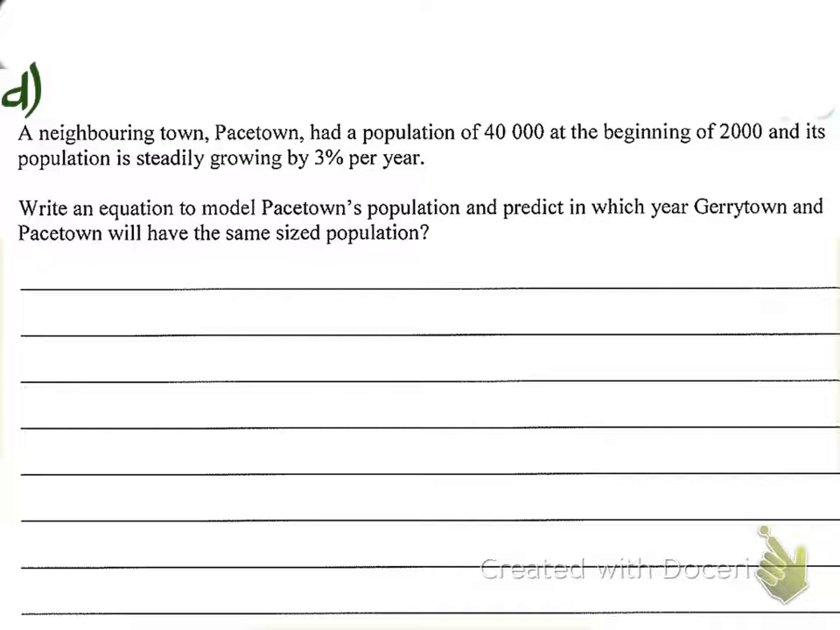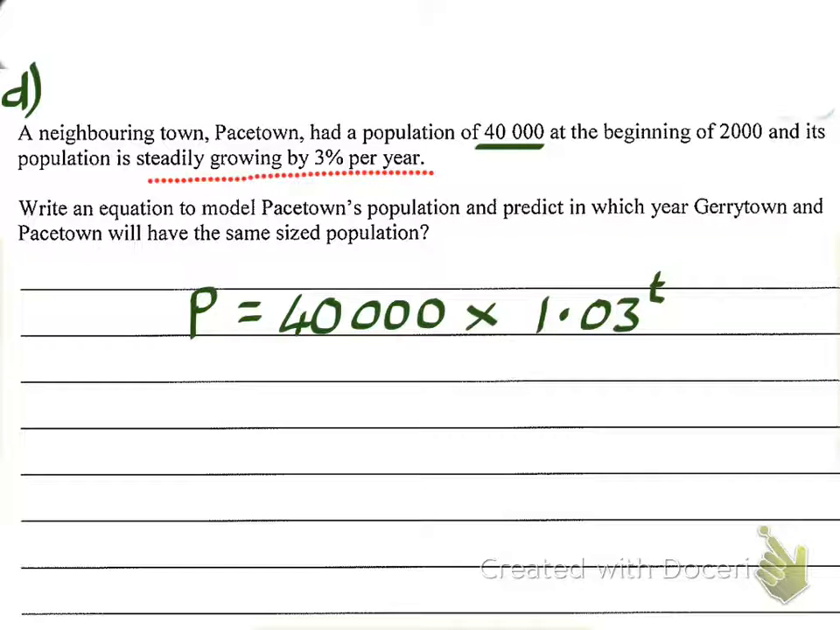For this one, the town is actually increasing by 3% per year, so we want a population equation. Well, it starts at 40,000, so we put that down first and times it by 1.03 to the power of t. Now the 1.03 is your 3% increase and your whole value. That's important that you add those together, the 100% and the 3%, because it's increasing every year. This is Pacetown, so put Greytown as the equal equation to this one.